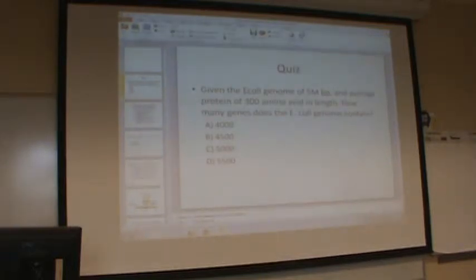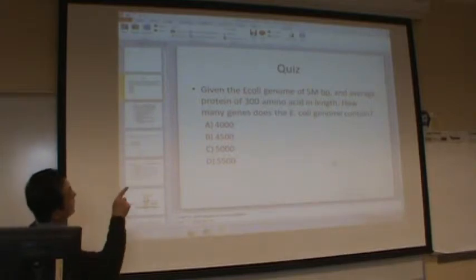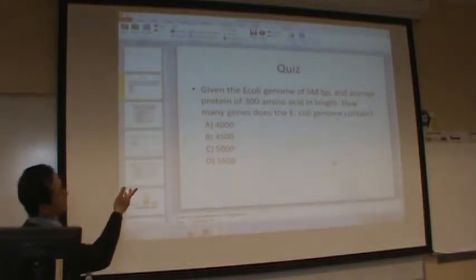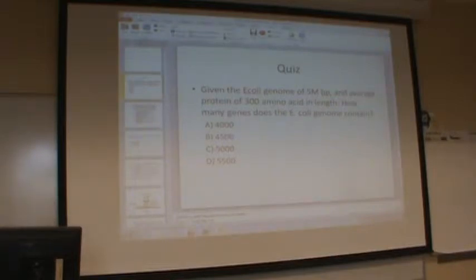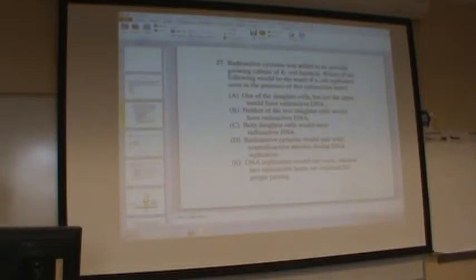Okay, for example, this one. Given the E. coli genome size, the average protein is this, and what's the gene length? This should be a very simple question for you. So here each amino acid will account for three base pairs. In this question it's a bit ambiguous, 5,000 and 5,500, I don't think I'll do that thing. So the choice will be obvious.